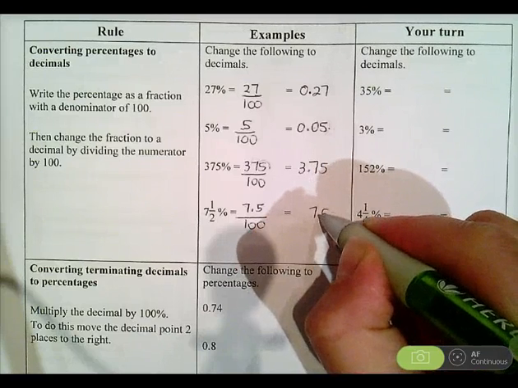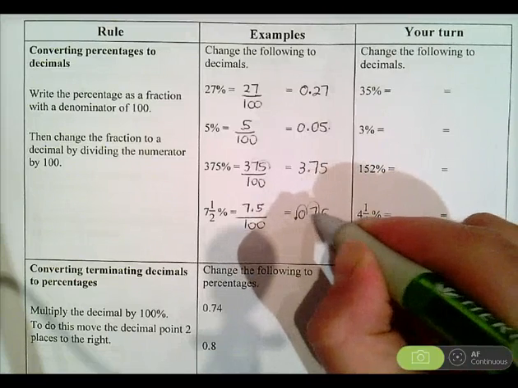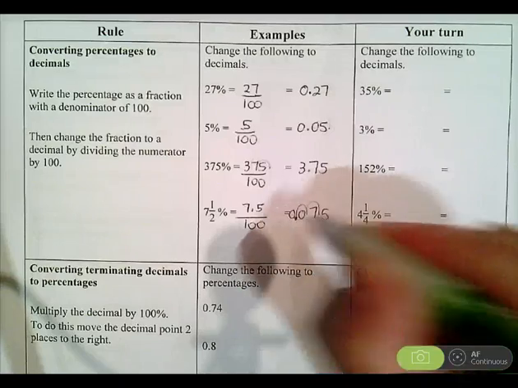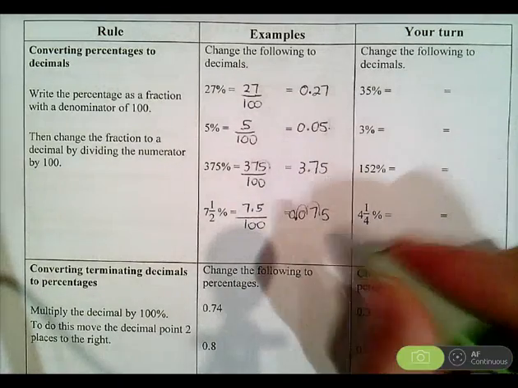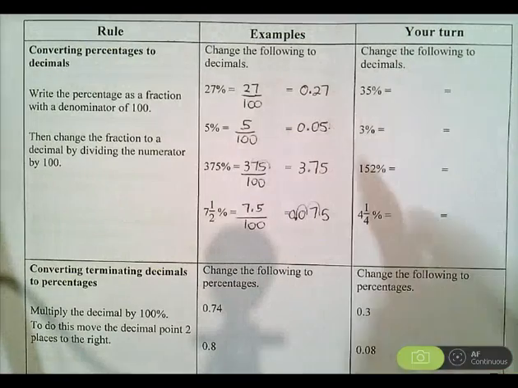To divide by 100, I jump back 1 and 2 places and put my point there. So therefore my answer is 0.075. So that's my answer. Okay, you can pause the video and try that last column there that says your turn.